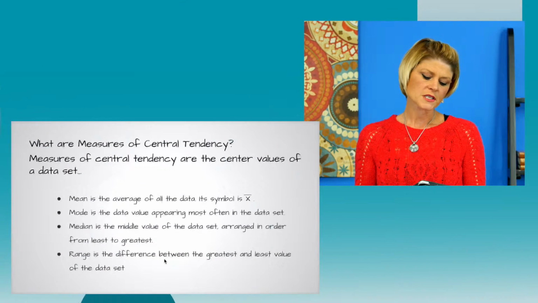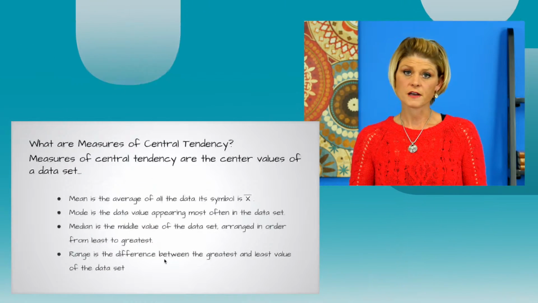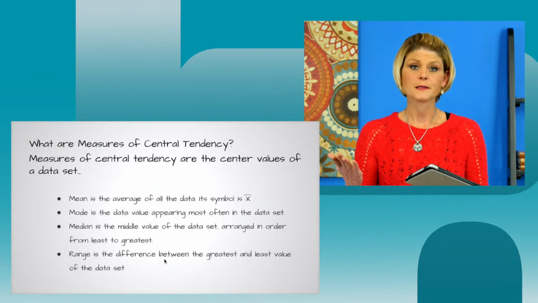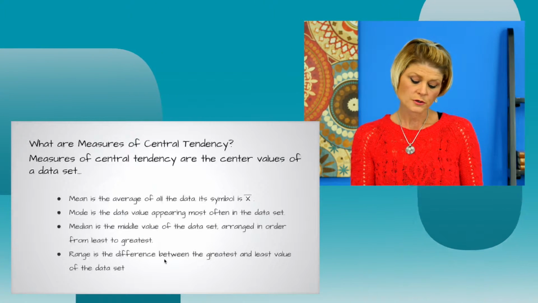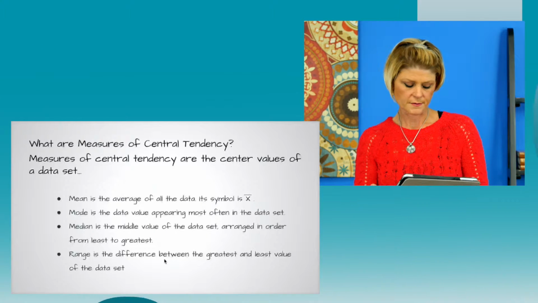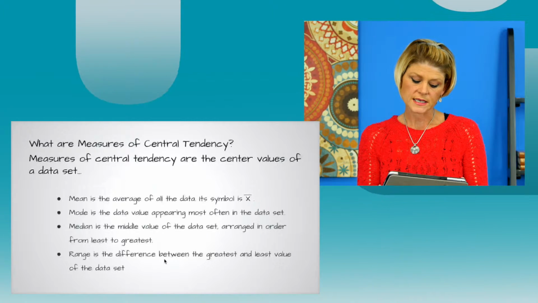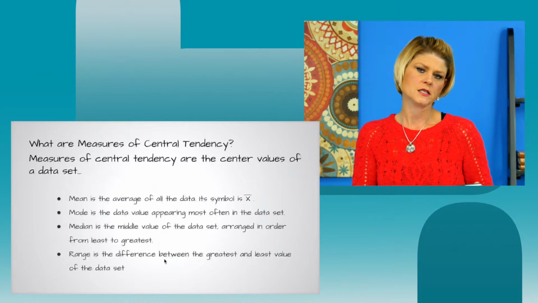Let's start off by talking about what measures of central tendency are. You've probably heard these terms before. Measures of central tendency are the center values of a data set. First of all, let's talk about the mean. The mean is the average of all the data, and the symbol you can see there is an X with a line above it. Now, mode is the data value appearing most often in the data set.